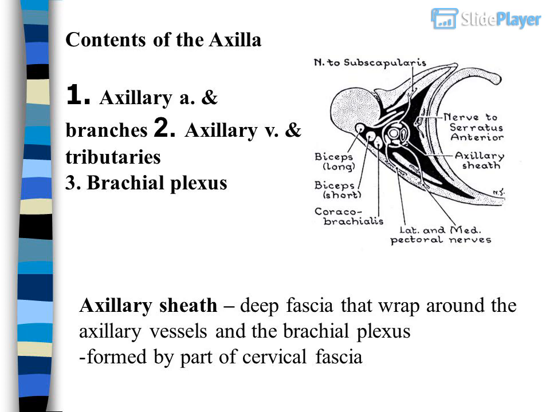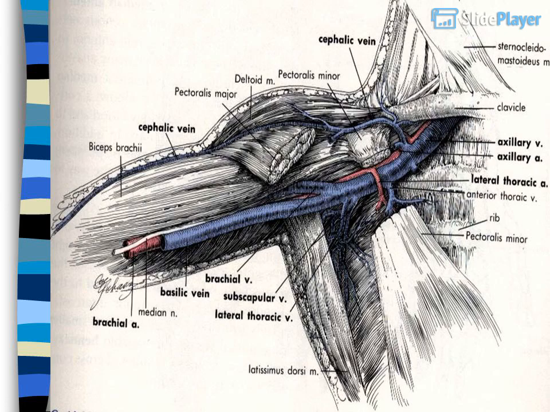Contents of the axilla. 1. Axillary artery and branches. 2. Axillary vein and tributaries. 3. Brachial plexus. Axillary sheath: deep fascia that wraps around the axillary vessels and the brachial plexus, formed by part of the cervical fascia.